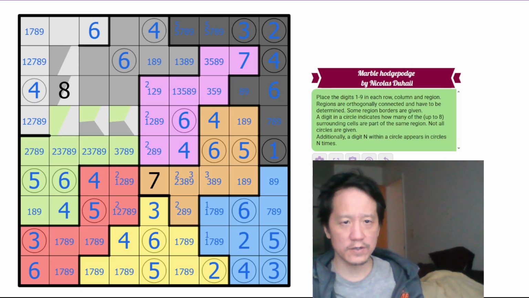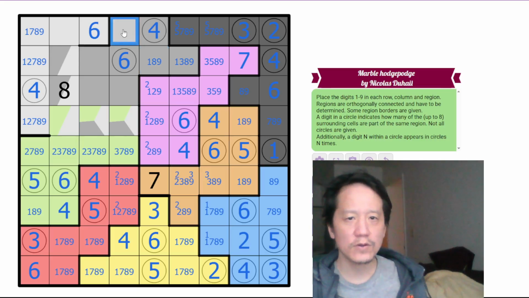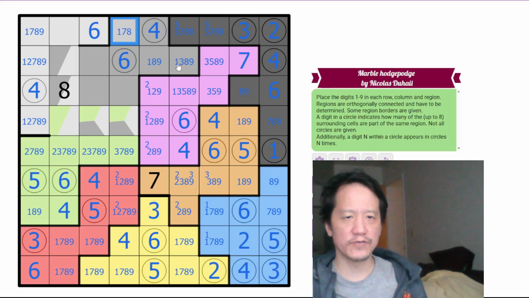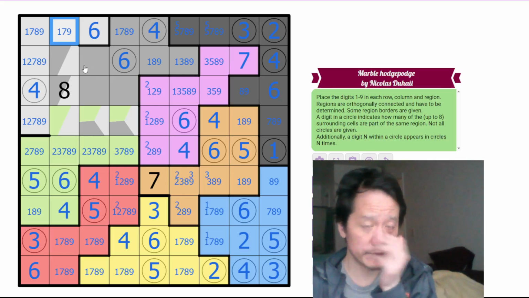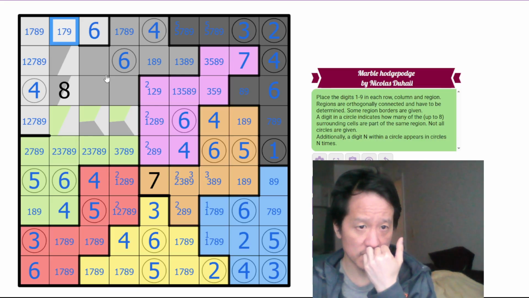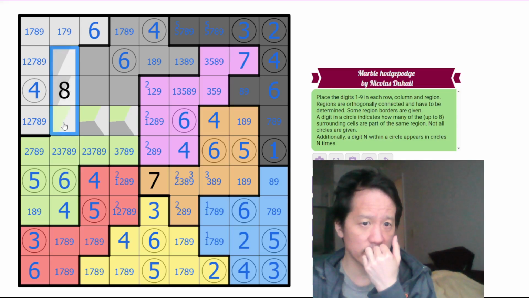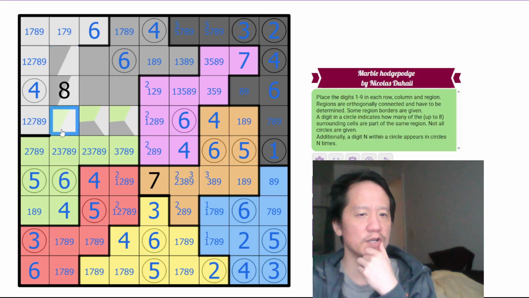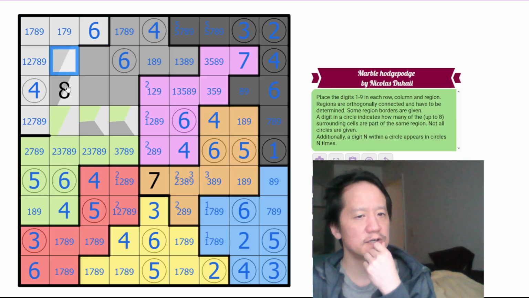This is a boundary. Remaining digits in row 1 are 1, 7, 8, 9. But this 8 means this can't be 8. Two out of 3 of these cells are light. But if this is green, how does this light get to 9? It can't. 1, 2, 3, 4, 5, 6, 7, 8. So this cannot be green.